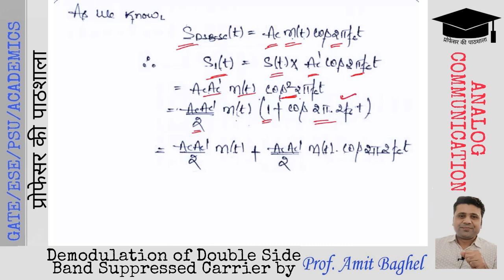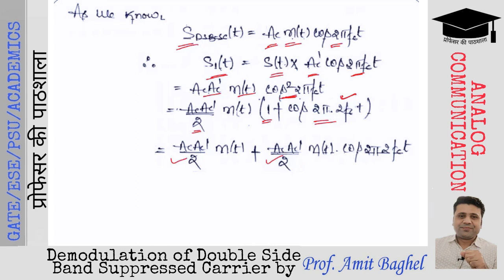Now, I'll multiply m(t) or open the braces. I'll get Ac Ac' by 2 m(t) plus Ac Ac' by 2 m(t) into cos of 2 pi into 2 fc t. This is the mathematical expression of s1(t), and s1(t) is then passed through a low pass filter.